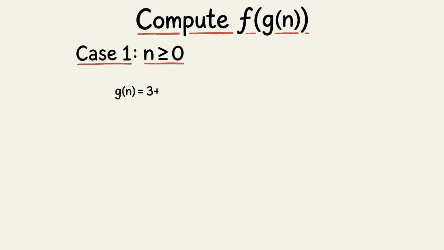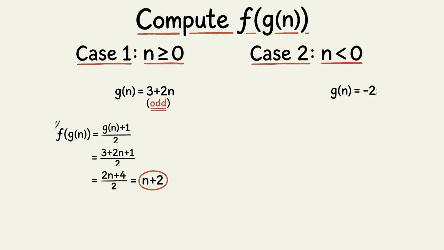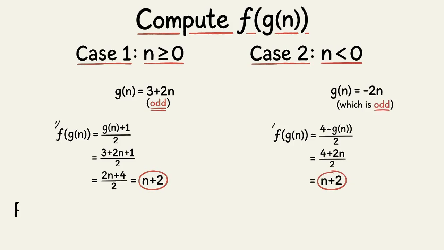Now f∘g. Let's compute f(g(n)). Case 1, n ≥ 0. Then g(n) = 3 + 2n, which is odd. So f(g(n)) = (g(n)+1)/2 = (3+2n+1)/2 = (2n+4)/2 = n + 2. Case 2, n < 0. Then g(n) = -2n, which is even. So f(g(n)) = (4-g(n))/2 = (4+2n)/2 = n + 2. So in both cases, (f∘g)(n) = n + 2.